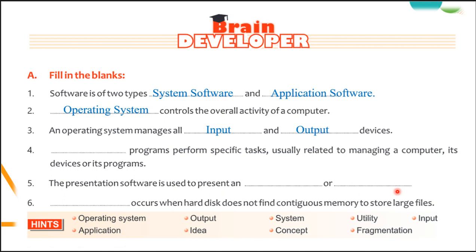Fourth, dash program performs specific tasks usually related to managing a computer, its devices, or its programs. Answer is utility programs. Fifth, the presentation software is used to present an idea or concept. Sixth, dash occurs when hard disk does not find contiguous memory to store large files. Just now we discussed it, so the correct answer is fragmentation.